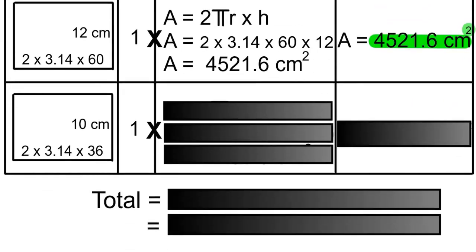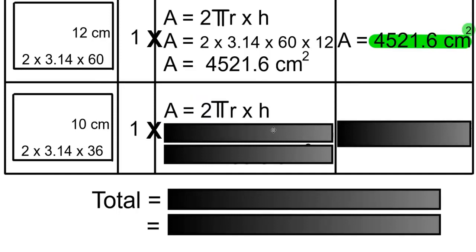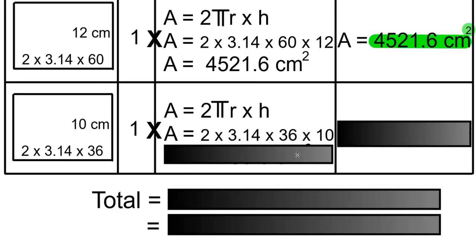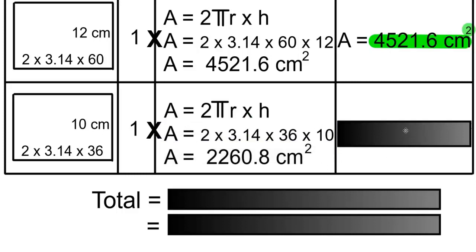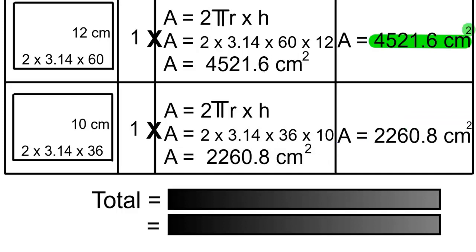And finally, the cylinder on the top layer. The formula is going to be area is equal to 2 times pi times radius times height, 2 times 3.14 times 36 times 10, and this gives us an area of 2,260.8 centimeters squared.